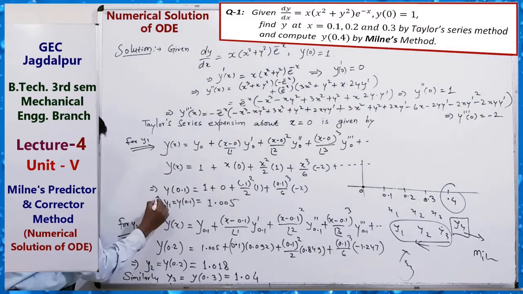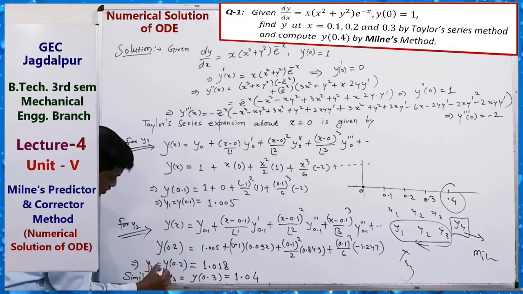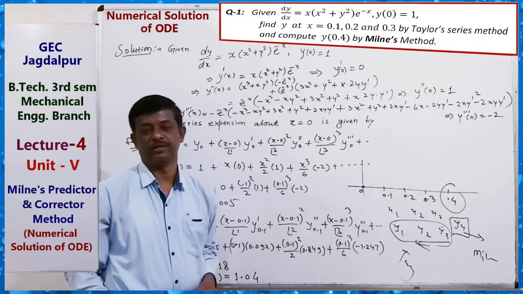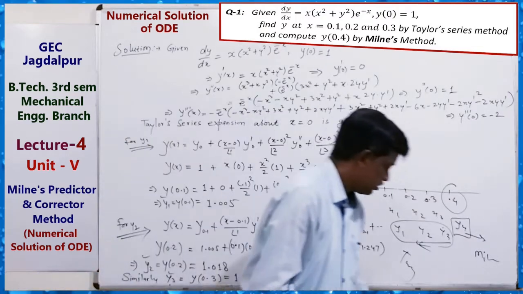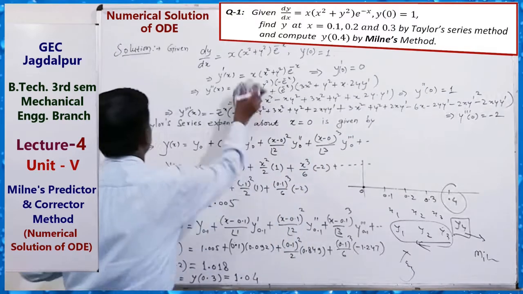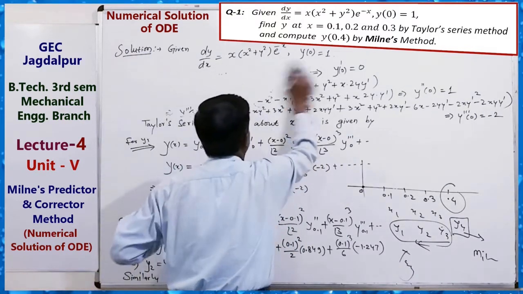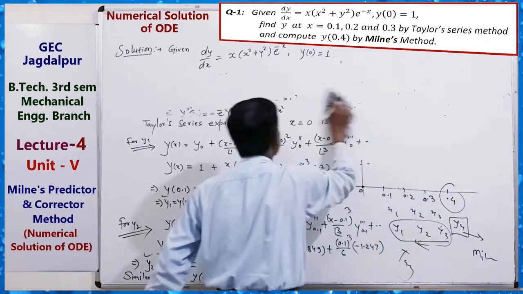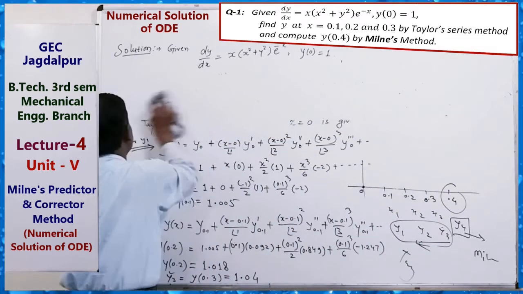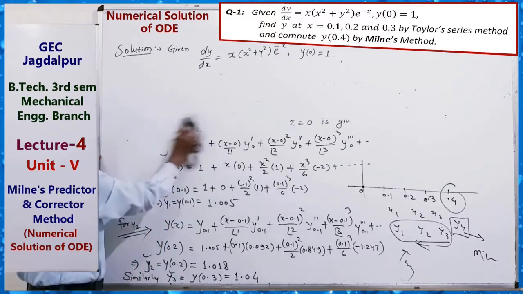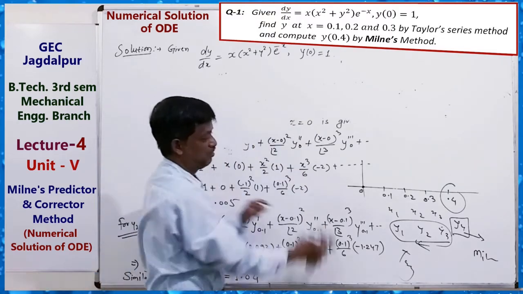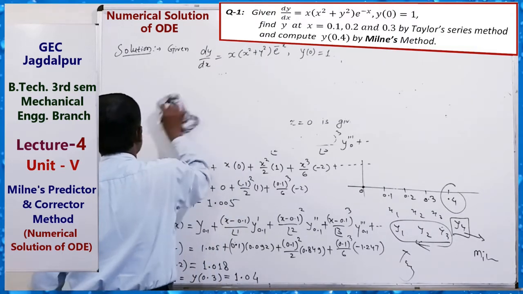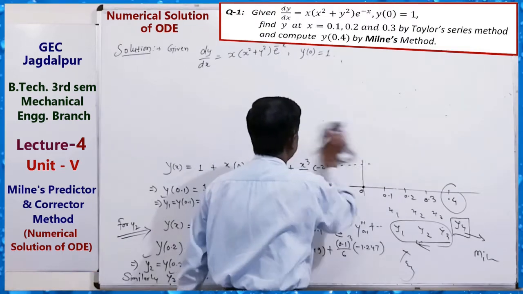Okay. y1 is here, y2 is here, y3 is here. Three values and one initial value. So four values we found. Now using these four values, we have to predict the value of y4 by Milne's formula. Clear? So just use Milne's formula here.